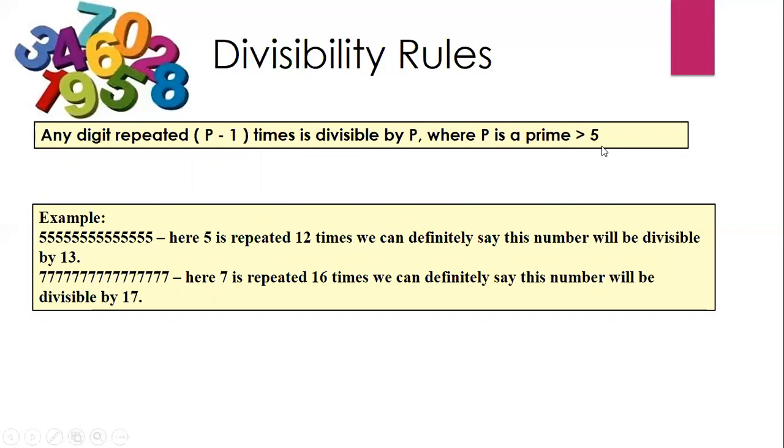Let's take a prime number greater than 5, for example 13. So 5 when repeated 12 times will definitely be divisible by 13. Not only 5, if it is 1 repeated 12 times, it will be divisible by 13. 8 repeated 12 times will be divisible by 13. Similarly, we'll take one more prime number, which is 17. So 7, or any digit, when repeated 16 times will definitely be divisible by 17. This is one of the commonly asked problems based on this particular property, so that's why I mentioned this.